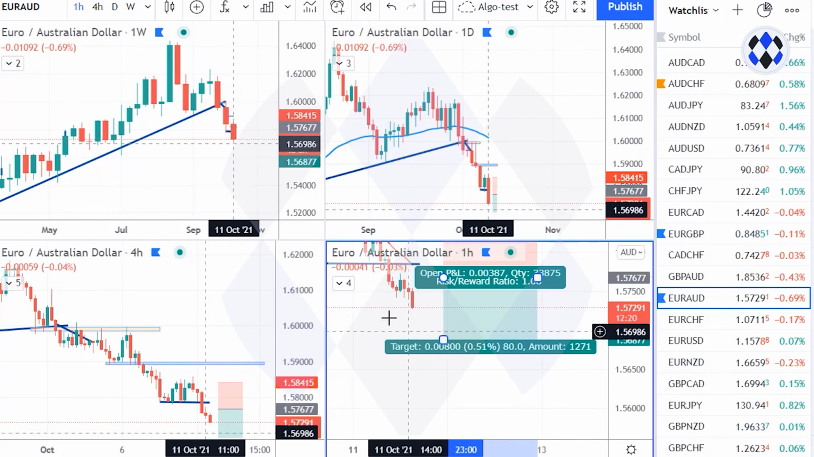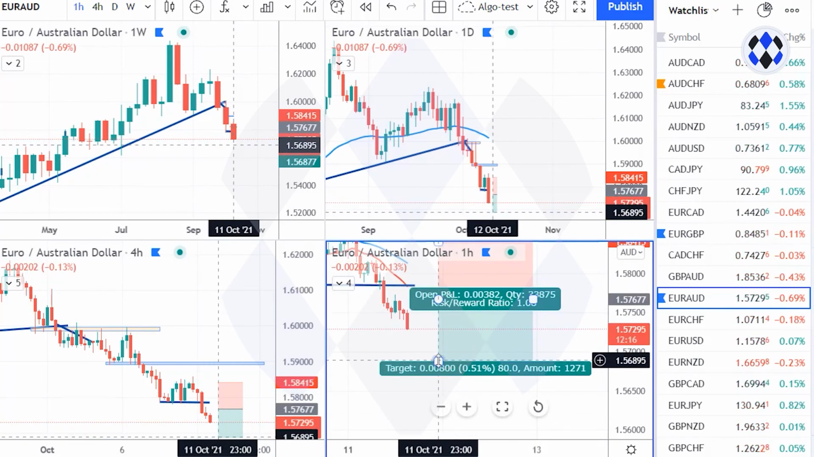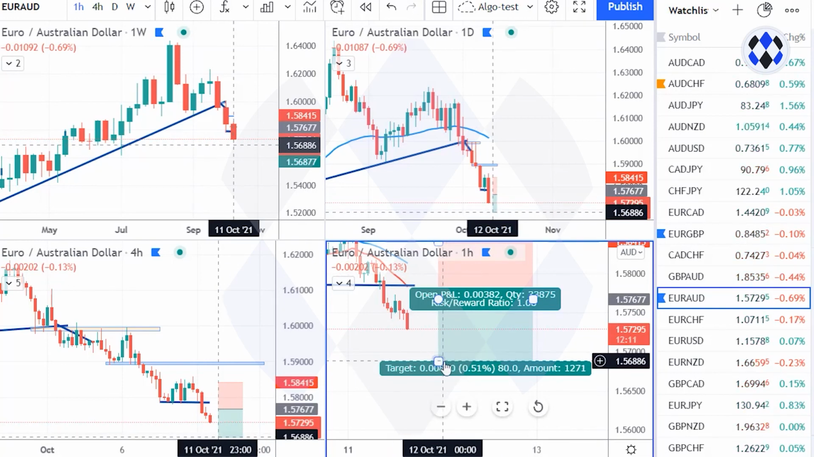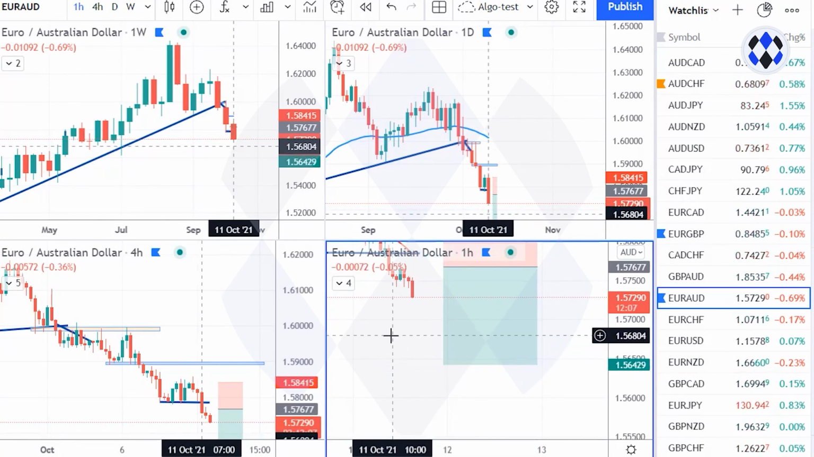But I'm not taking it off yet. I might move my stop loss to break even when it gets down here around somewhere. But right now I have around 0.3R or something like that. So let's see if that will move down further.